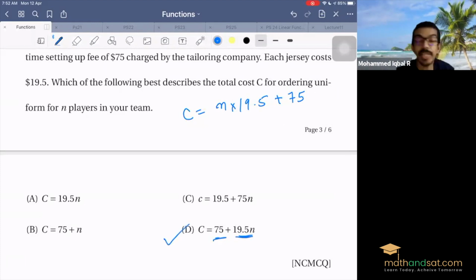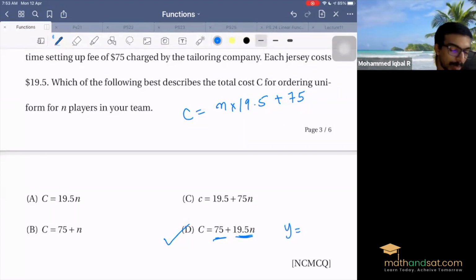Of course, this is a linear relationship between N and C. This is of the form y is equal to mx plus c.